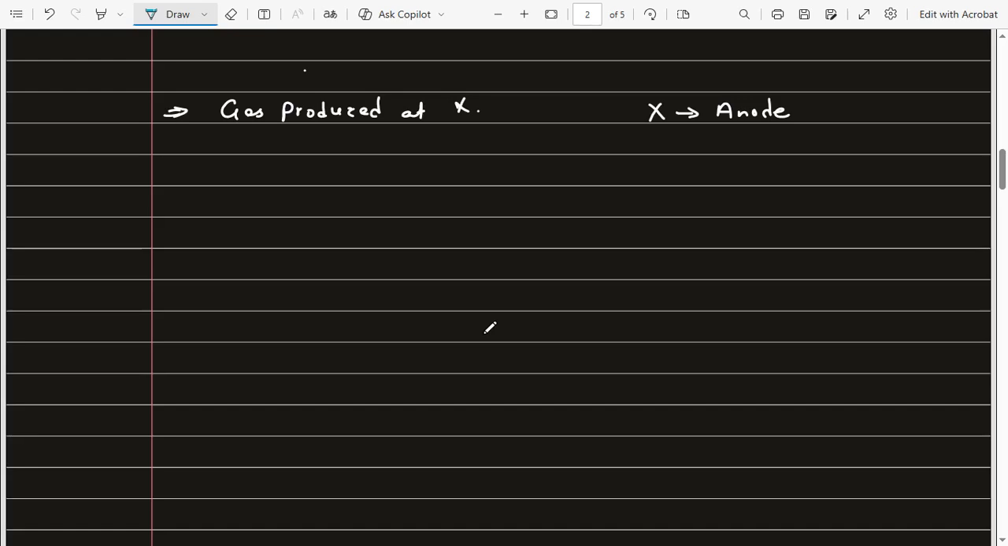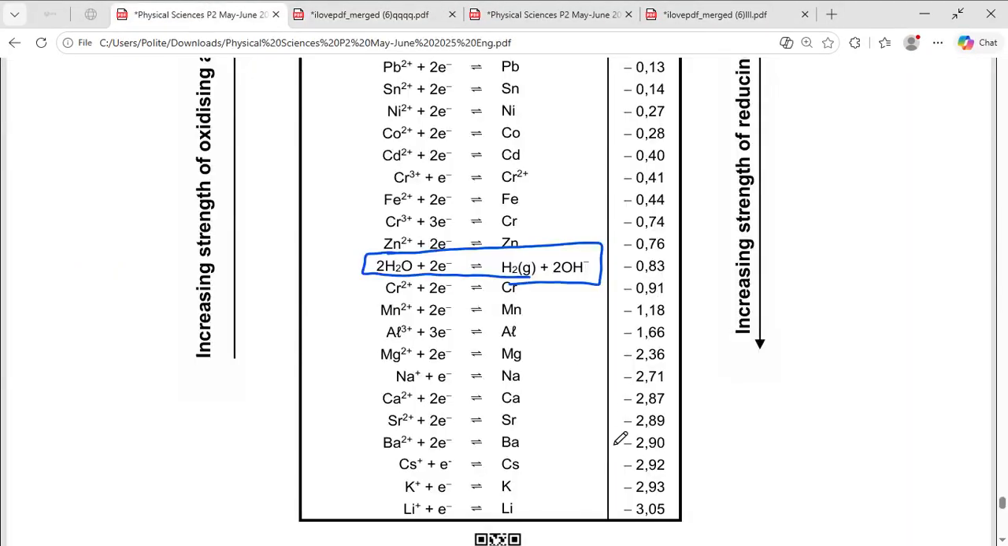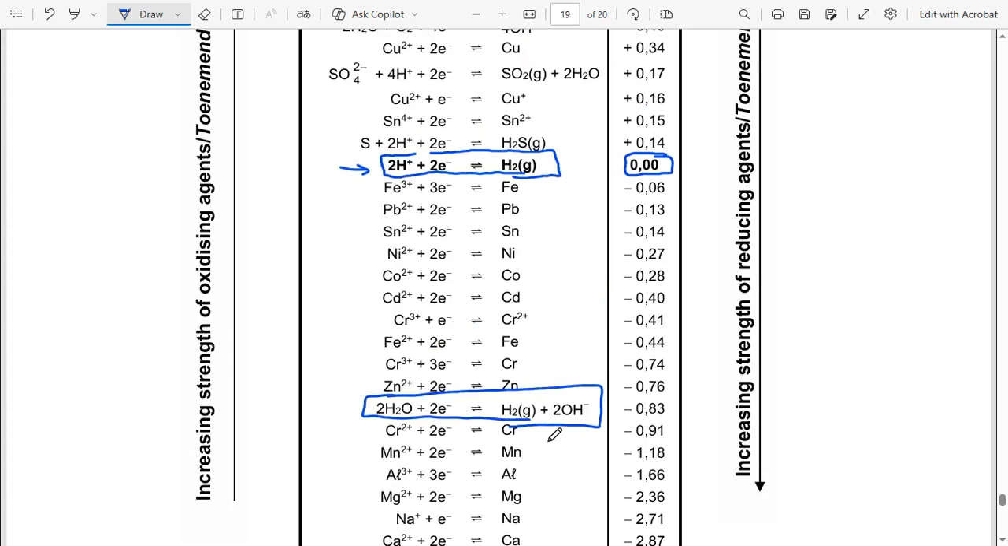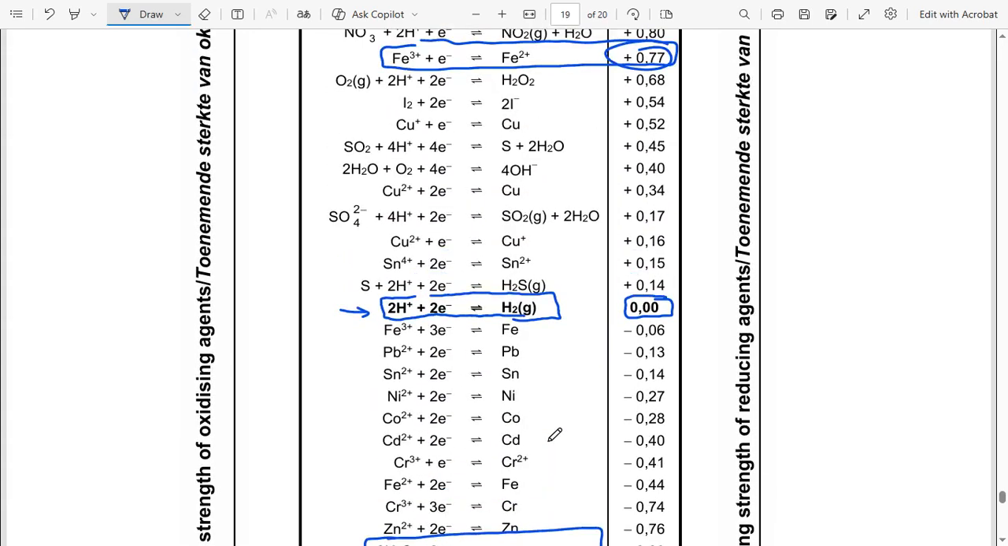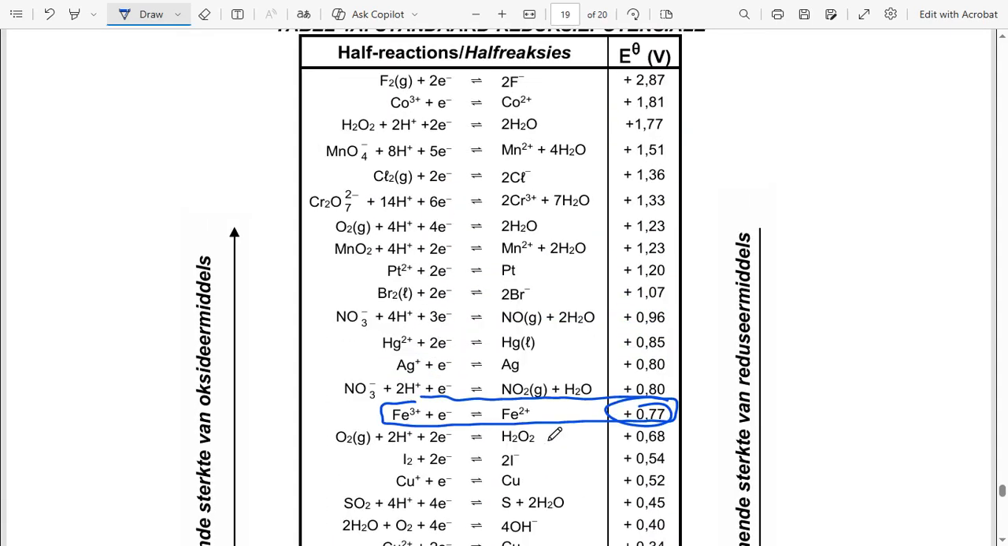So now to answer this question, when I look at the anode, let me just go to the formula sheet. Where's that formula sheet? Let's look for the chlorine, because we have the concentrated sodium chloride. Let me look at the chlorine there.